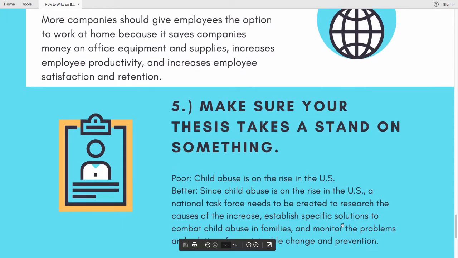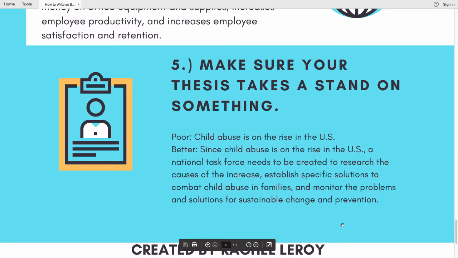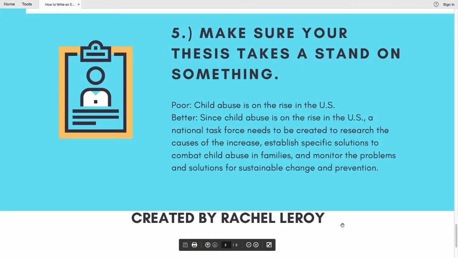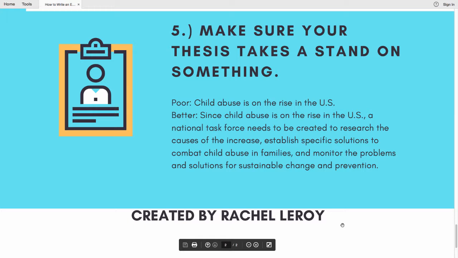Number 5, make sure your thesis takes a stand on something. In other words, you want to avoid a so what thesis that states something obvious or something that's not significant. Child abuse is on the rise in the U.S. That's obviously an alarming statistic, or even though there's not a statistic here, that's something that can be backed with facts. However, it's stating something that might be obvious if you back it with facts. So you would want to dig a little deeper and think about something significant about that. What's the cause of child abuse? Why is this happening? How can we solve this problem? Those are more significant focuses you might use here.